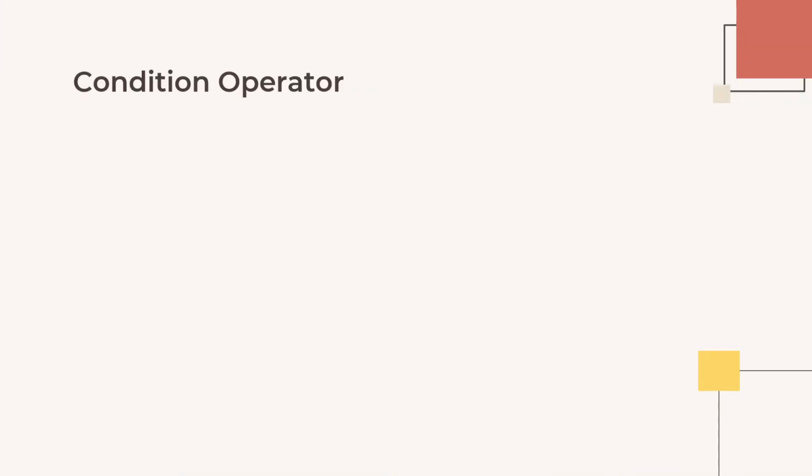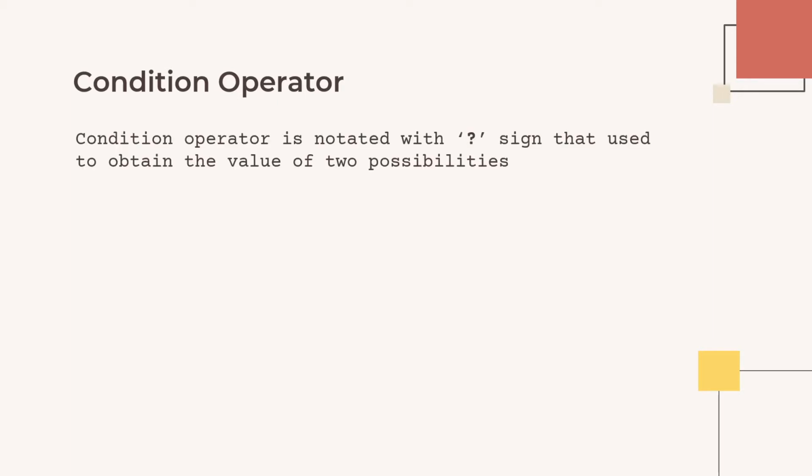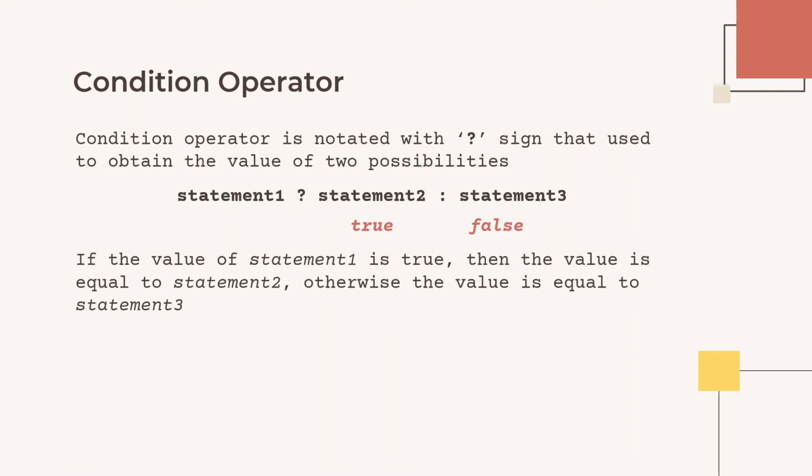And then about the condition operator. The condition operator is noted with a question mark and is used to obtain the value of the possibilities. If the value of statement 1 is true, then the value is the same as statement 2. But if the value is not true, the value is the same as statement 3.